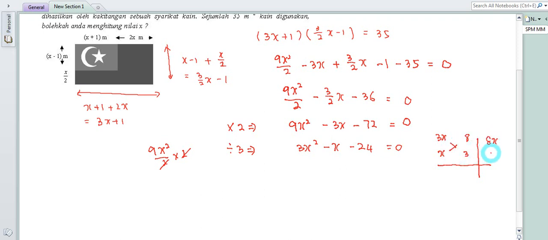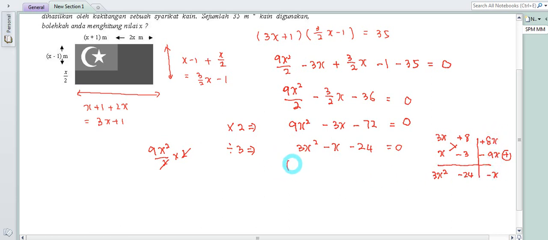8x, 9x plus. Okay, so I want to get negative. Here put negative, here positive. These two are positive, so very easy, negative follow, positive follow. Okay, double check our combination, see correct. We get 3x squared. So this negative 24 multiply plus, so negative x. Okay, all correct. So we know 3x plus 8, x minus 3 is equal to 0.